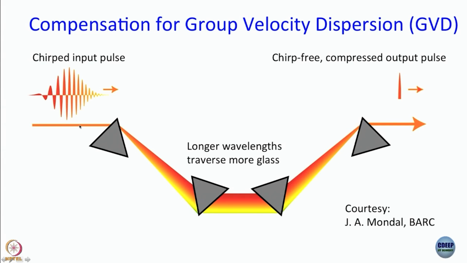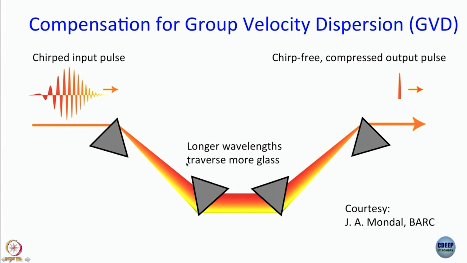Say you have a chirped pulse that has gone in. You can see the chirp, right. Here the wavelengths are longer, here the wavelengths are shorter, greater frequency on this side, lesser frequency on this side. Okay. So, you make it go through a prism. Okay. Everybody knows what happens when it goes through a prism, it gets dispersed.